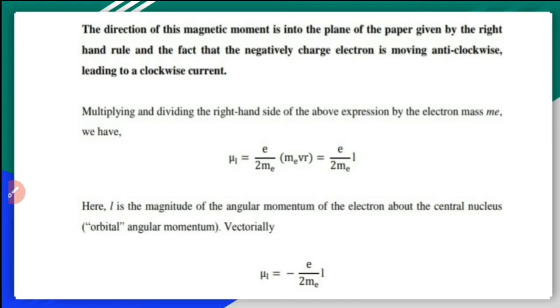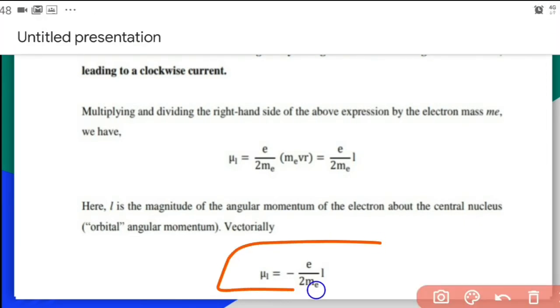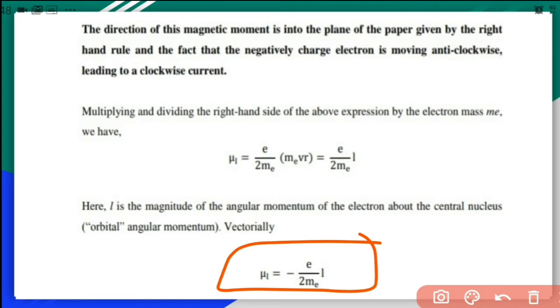So we have mu L, where that subscript L stands for orbital. I think you know such things from chemistry. L stands for orbital, and mu L is the orbital magnetic moment. Mu L is equal to minus e by 2 m e into L, where L is the angular momentum. So this is a very important equation, which relates magnetic moment with the angular momentum.